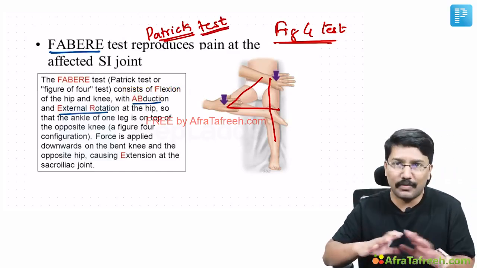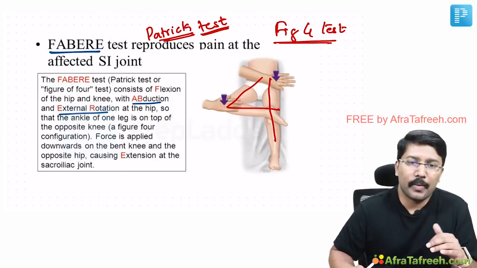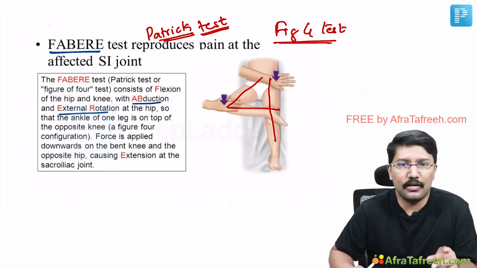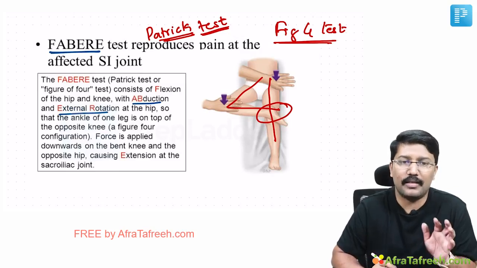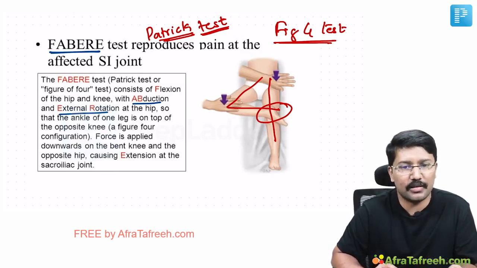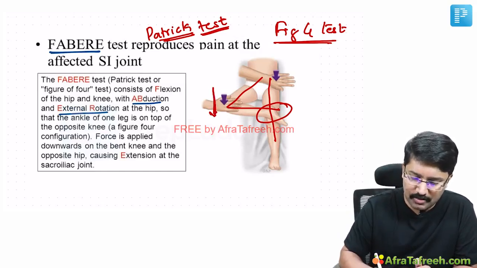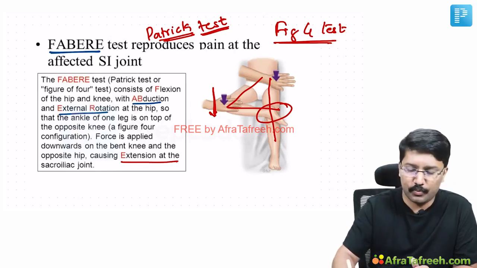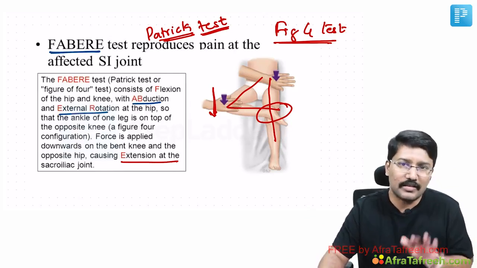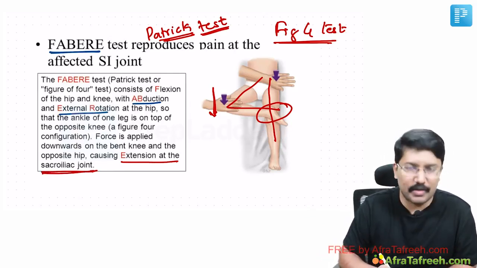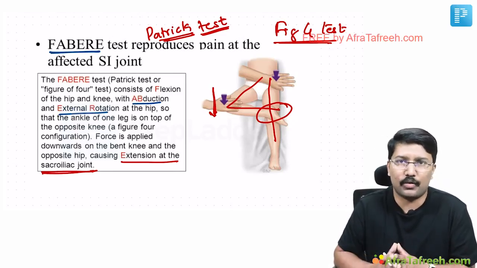So we put the patient on a flat surface or examination table in a supine position. Then we cause flexion of the hip and knee to put the ankle on the opposite knee joint. We are also causing a little bit of abduction and external rotation, and finally by applying pressure, we are causing extension at the sacroiliac joint. We are putting pressure on the opposite hip as well as the examination limb, creating extension at the sacroiliac joint. If there is sacroiliitis, that would manifest in the form of pain in the sacroiliac region.